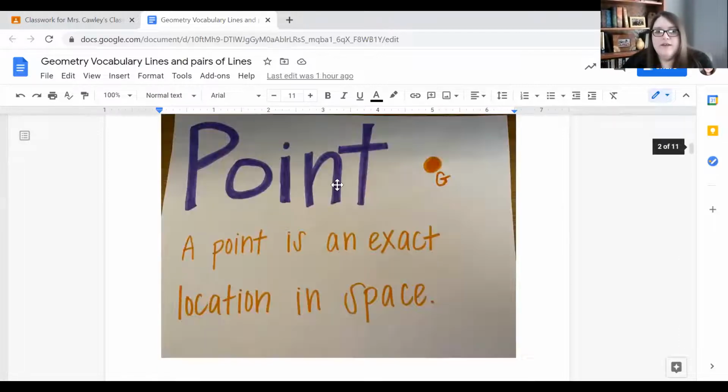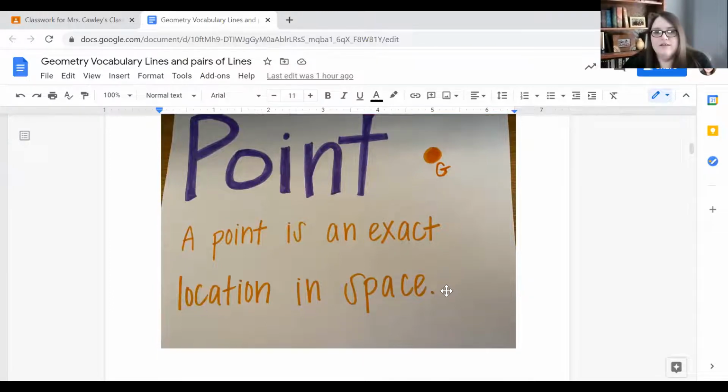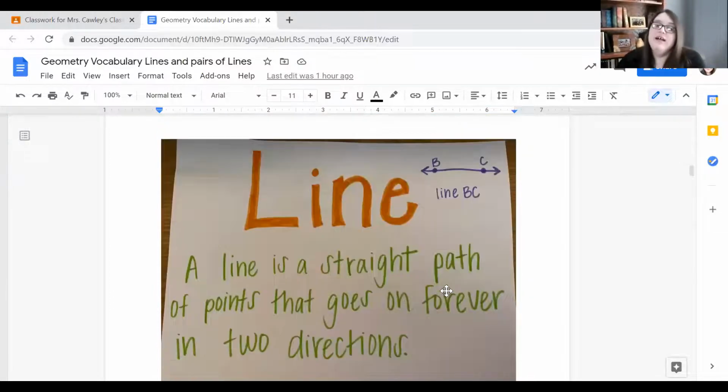So scroll down. My next word is point. A point is an exact location in space. So I drew my point, okay? My next word, line. A line is a straight path of points that goes on forever in two directions. Okay, and I drew my line here.